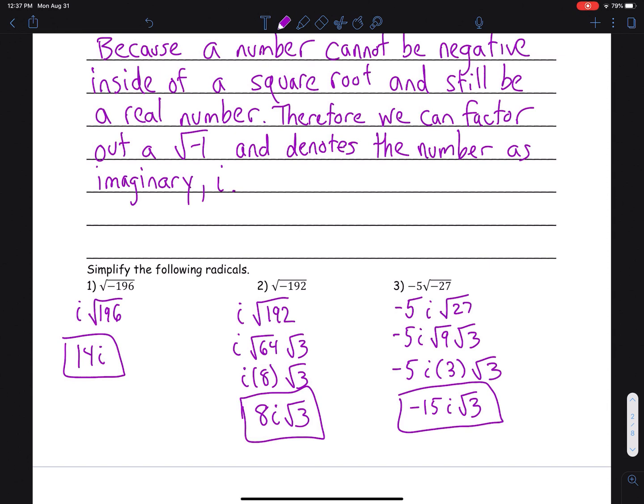So that's a little simplifying imaginary numbers, with a negative inside the square root, called the principal square root. So let's go to the next page.